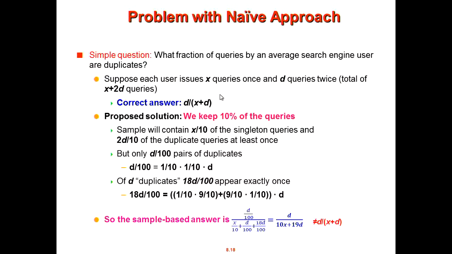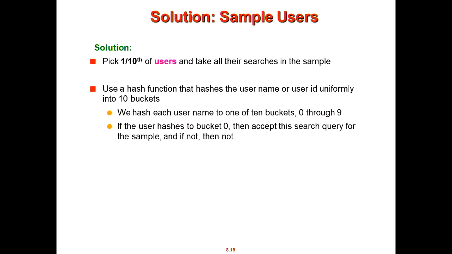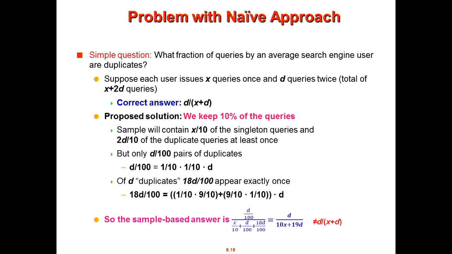This is different from the other sampling approach, which is based on queries. We keep 10% of queries. But here, we keep 10% of the users. That's why the two sampling solutions are different. This one can guarantee the original query distribution, but the other is not able to maintain the original query distribution.